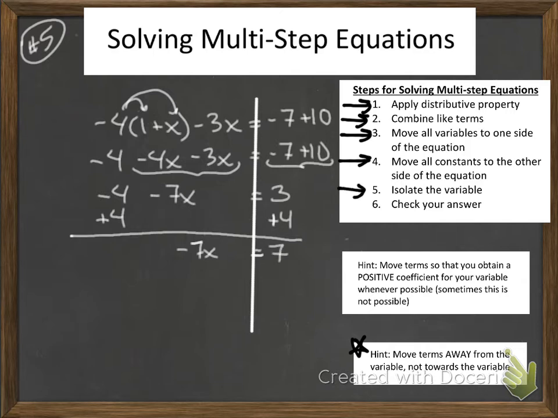And then we can isolate our variable here by dividing both sides by negative 7. And that looks weird. We get x equals negative 1. Okay? And as always, we can go through and check our work.